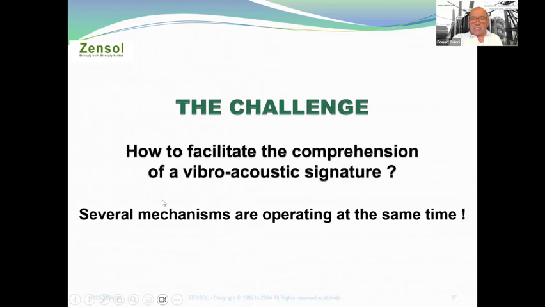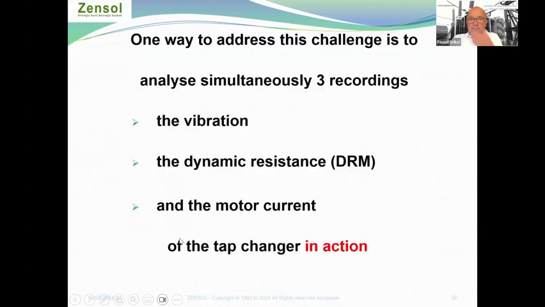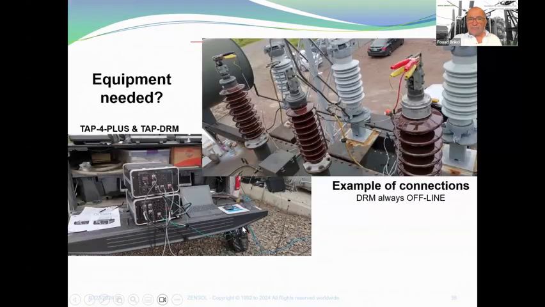So now the challenge is how to facilitate the compression of a vibroacoustic signature, when several mechanisms are operating at the same time. So one way to address this challenge is to analyze simultaneously three recordings: the vibration, the dynamic resistance measurement, and the motor current of the tap changer in action.